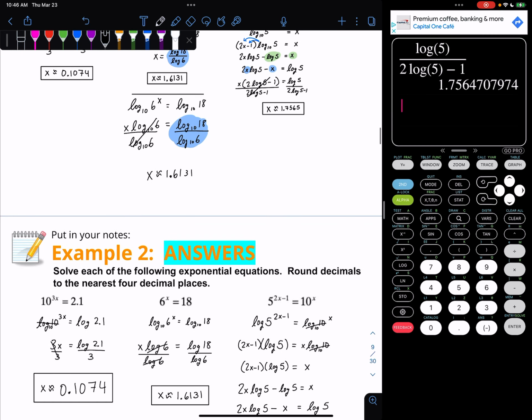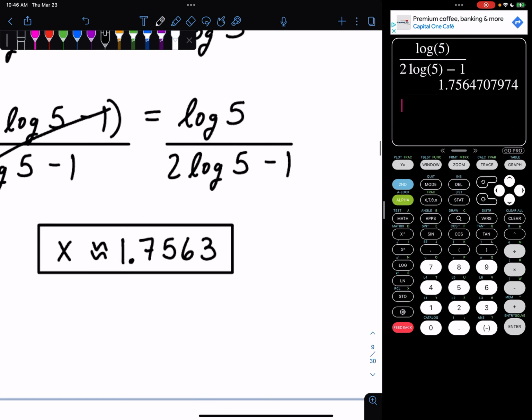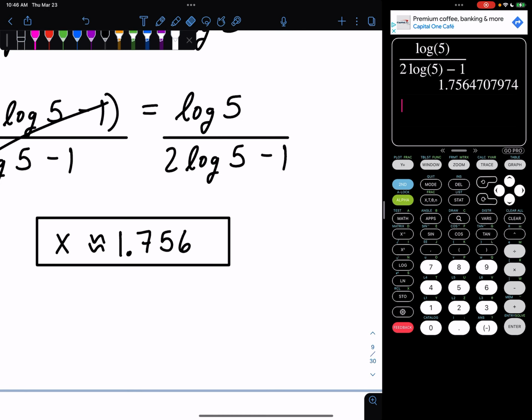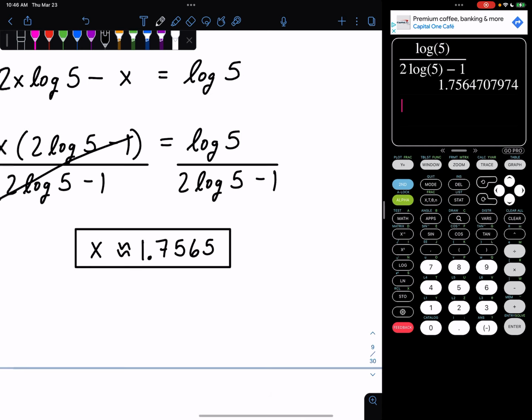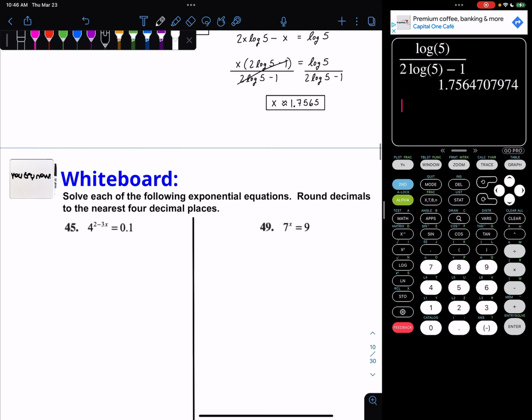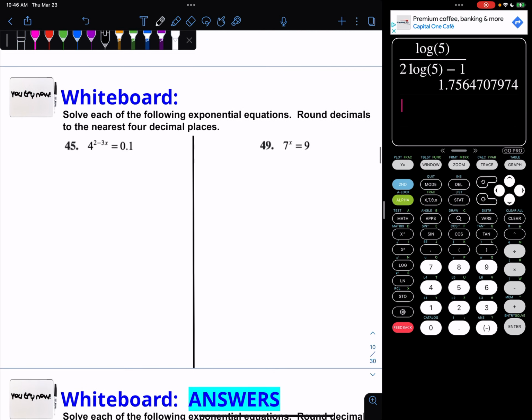And my answer here, 1.755. Oops, this needs to say 5. I put a 3. That's a 5. Everything else looks good. Okay, so, whiteboard problem. Go ahead, pause the video, get started on these whiteboards. Thank you so much.